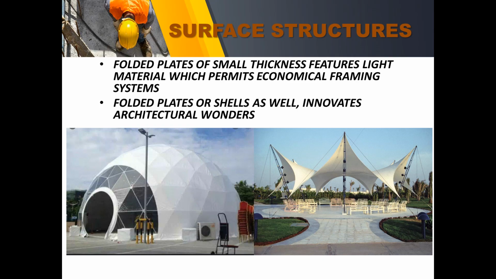And then we have the surface structures. These are actually folded plates of small thickness, featuring light material which permits economical framing systems. Folded plates or shells as well innovate architectural wonders. So the constraint in the surface structure is the availability of material, because these are special structures.